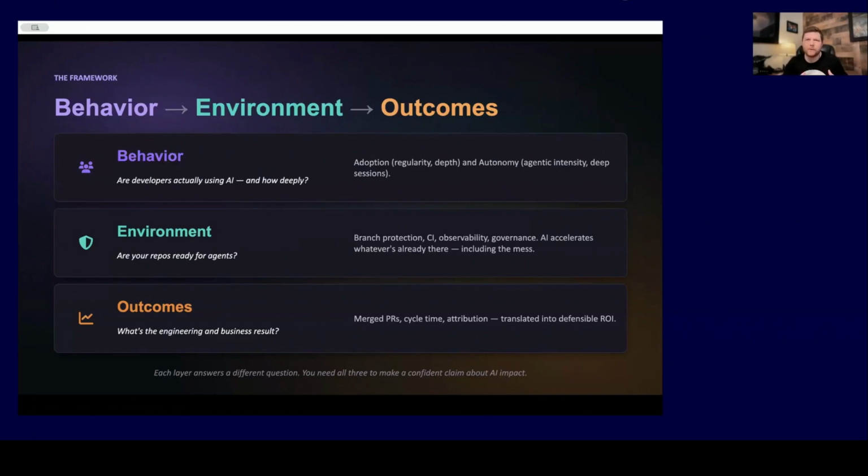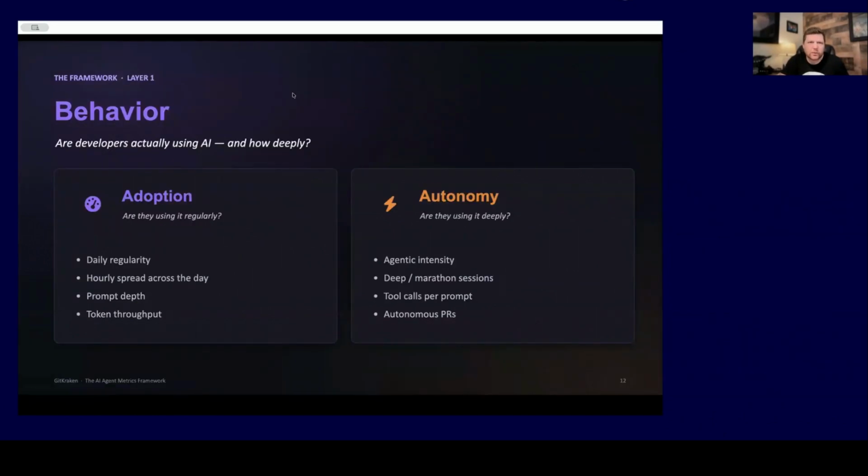Behavior is really, are your people actually using AI, and how deeply? Environment is about, are your repositories, is your code base even ready for agents to run inside of them? And outcomes, that's really what we all want: what actually came out of the other end, in engineering terms and in dollars. We'll walk through all of these in this order, see which signals come out, and check all three parts of the framework. Okay, so let's quickly go through each one.